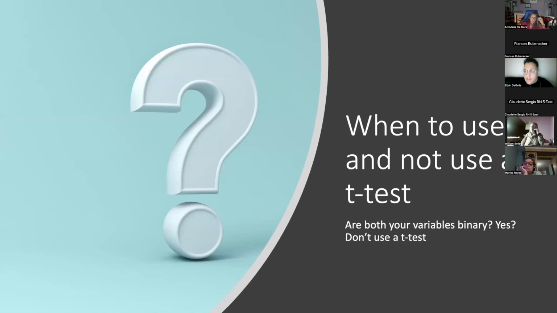A mistake people make very often, and ChatGPT may not tell you not to do this, I will tell you not to do this: do not use a t-test if both your variables are binary. A t-test assumes that you have one binary variable and you have one continuous variable. Like, is there a difference in age of diagnosis between men and women? So gender is binary, and age at diagnosis is continuous.